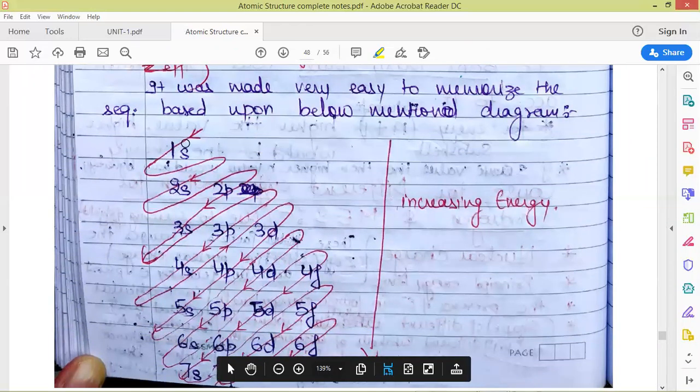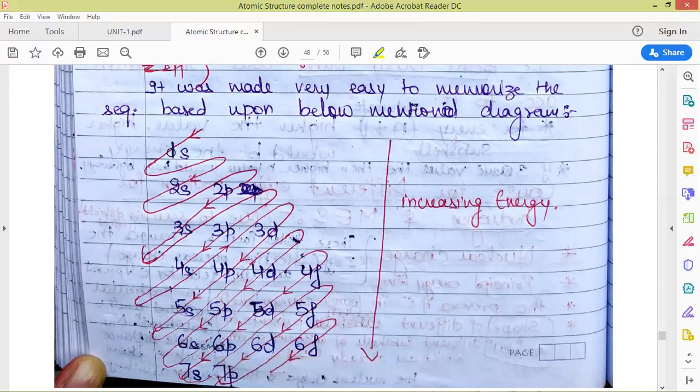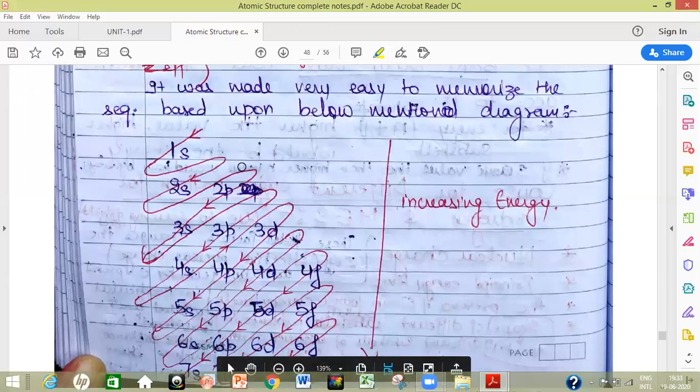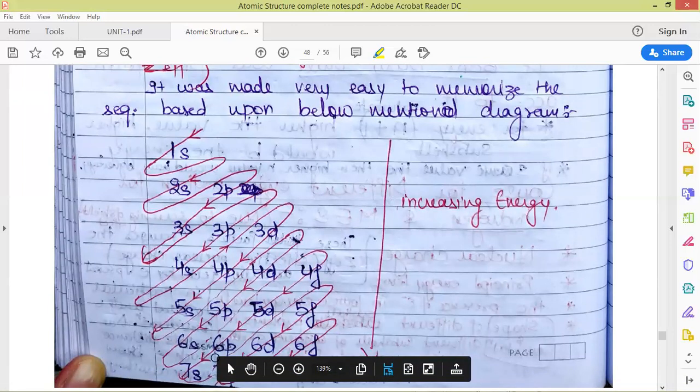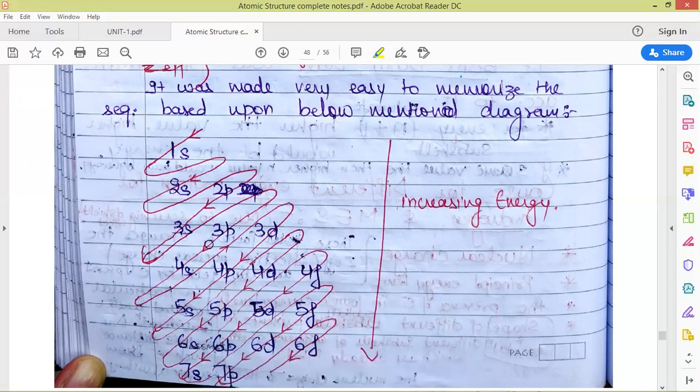Here, what we do is write all the possible s orbitals starting from 1s, that is, for s orbitals the principal quantum number starts from 1. For p orbitals, we start from 2p, 3p, 4p. These we write in columns. This column is for d orbitals, this column is for f orbitals, and we write from upward to downward with increasing value of n. In each row, the value of n is the same.